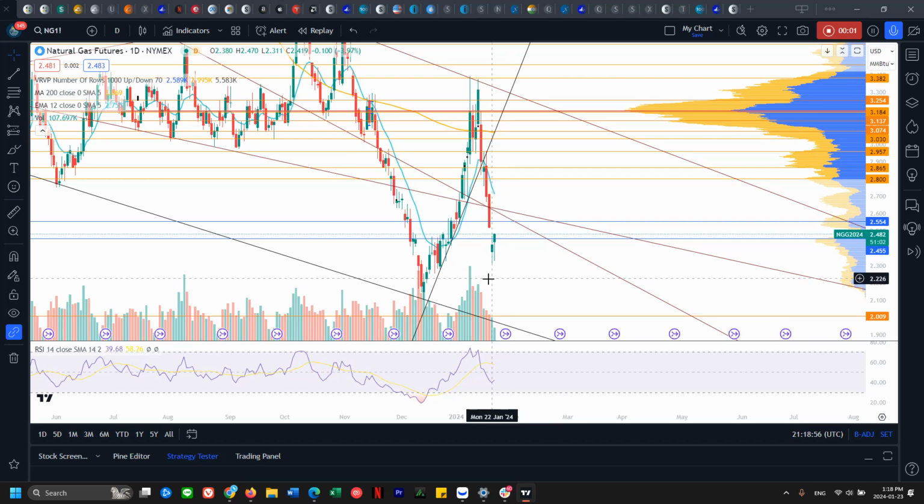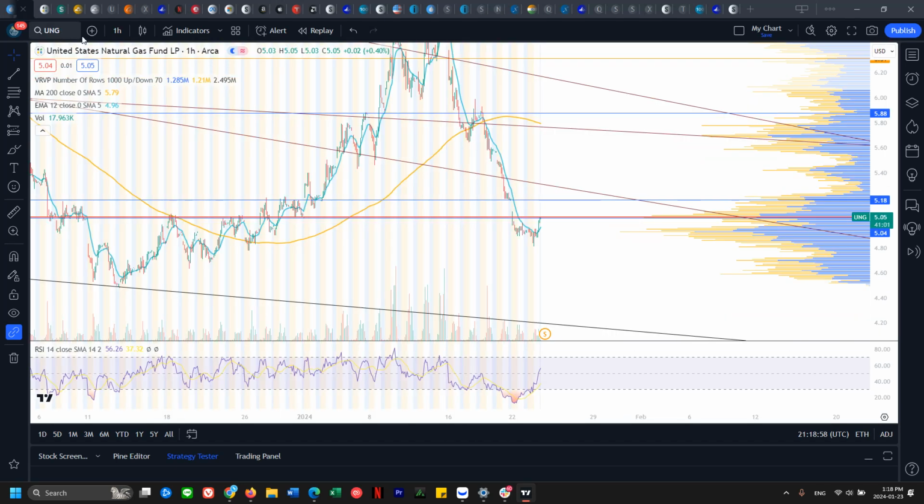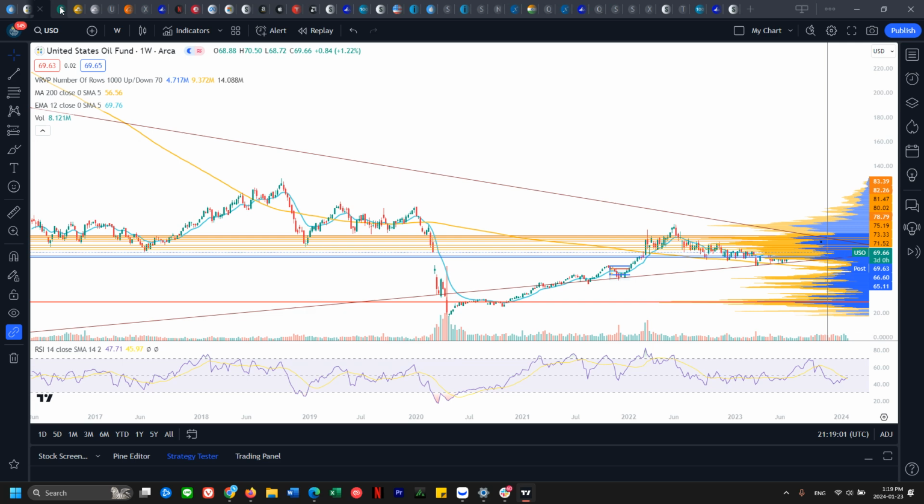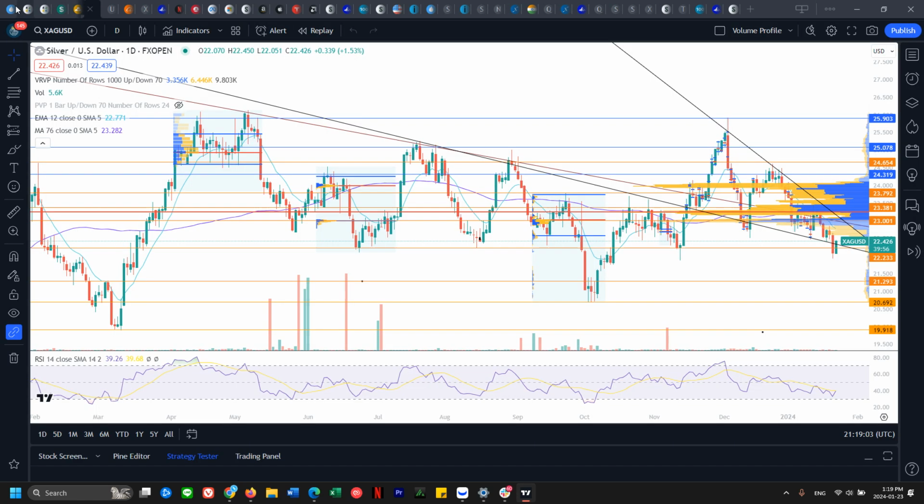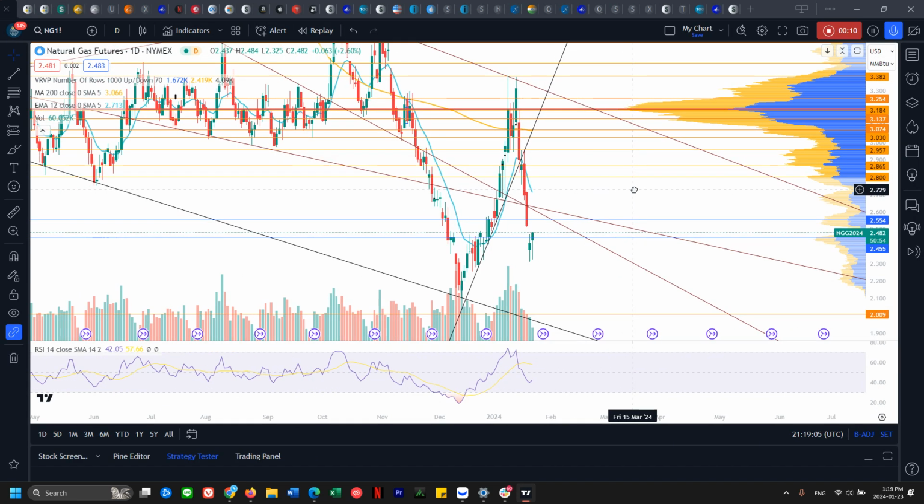This is where we do analysis on natural gas, UNG, as well as the US dollar, oil, gold, and silver. So we'll be doing technical analysis to see where the most likely scenario price will be heading into later this week.